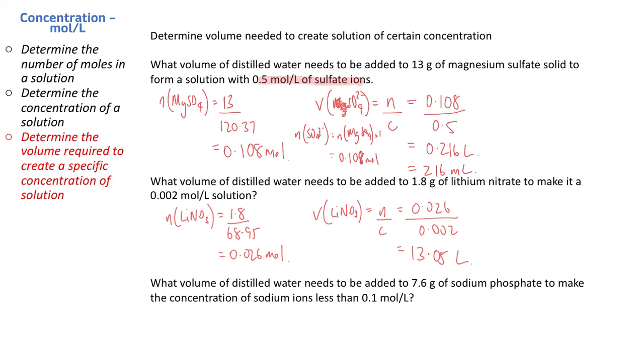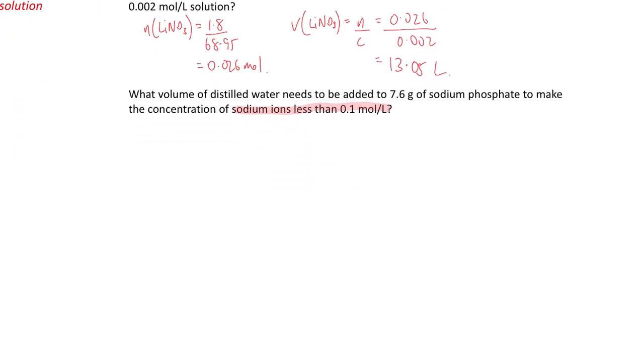Okay, and then what volume of distilled water needs to be added to 7.6 grams of sodium phosphate to make a concentration of sodium ions less than 0.1 mole per liter? All right, so we're dealing with sodium ions here now. So I've got to remember to do that sodium conversion between sodium phosphate and sodium ions. So let's move this down a bit, give me a bit more space.